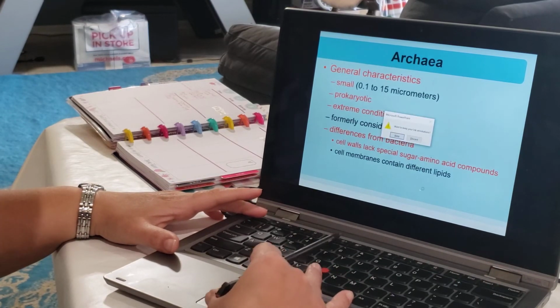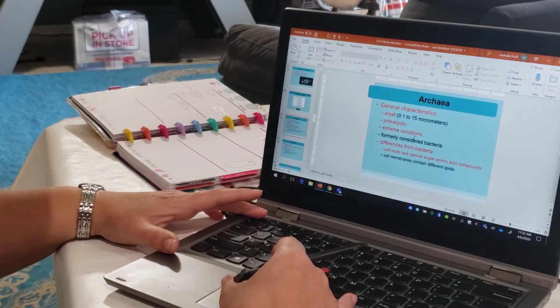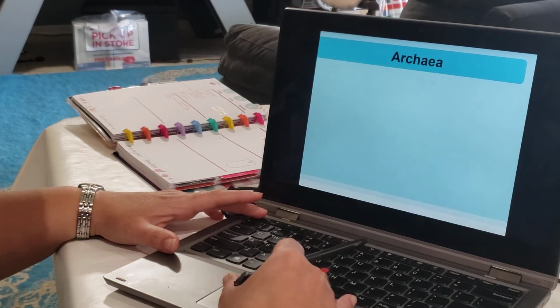Let me double check something really quickly. Ooh, sweet. We are right at one more slide, and we're right at the halfway point.